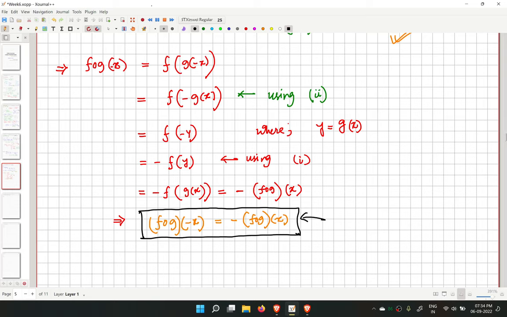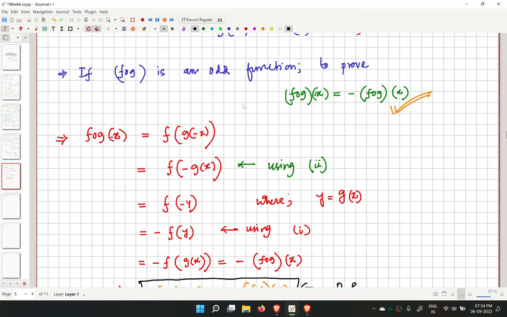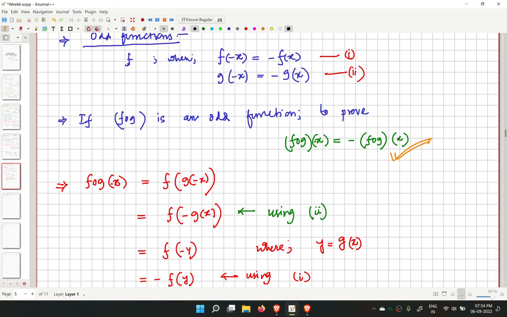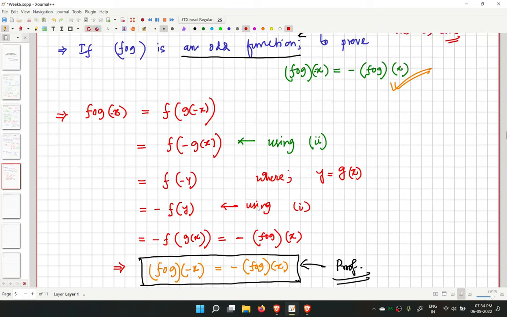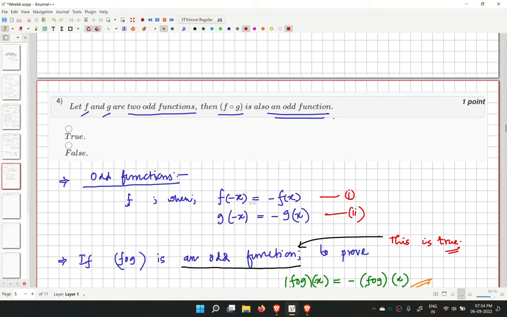So this is our proof, and the statement that f of g is an odd function is true. So let us see the options. So as we have deduced it, this is true.